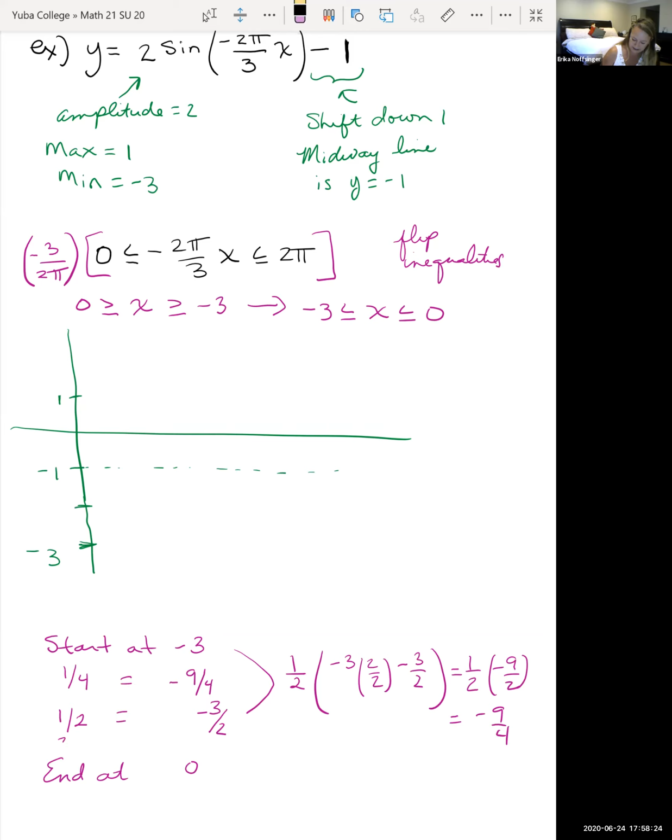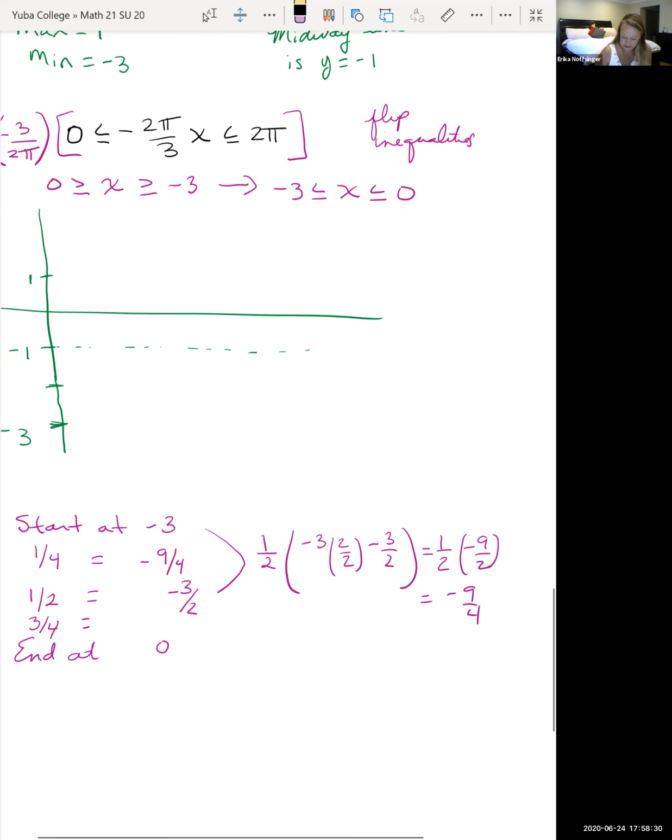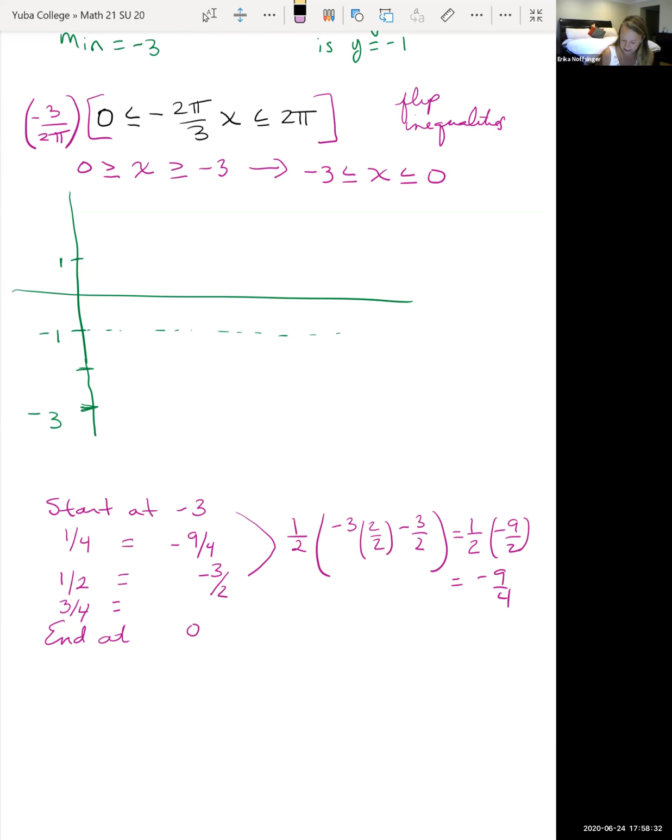And same thing, the 3/4 point, probably harder to do in your head. Actually, it's not bad because of the 0. If we added -3 halves plus 0 and multiplied by 1/2, this gives us -3/4.